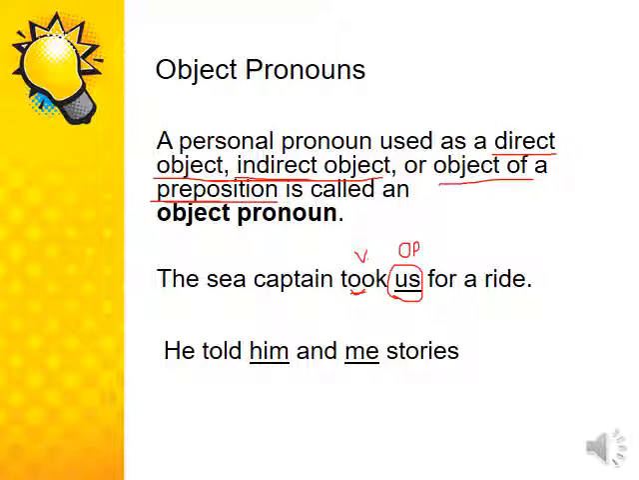Let's look at the second example. He told him and me stories. So here we have two objects, two object pronouns, him and me. So this is a compound object. So where is the verb here? Told is the verb. So him, me come after the verb. That's why we directly know that they are object pronouns.